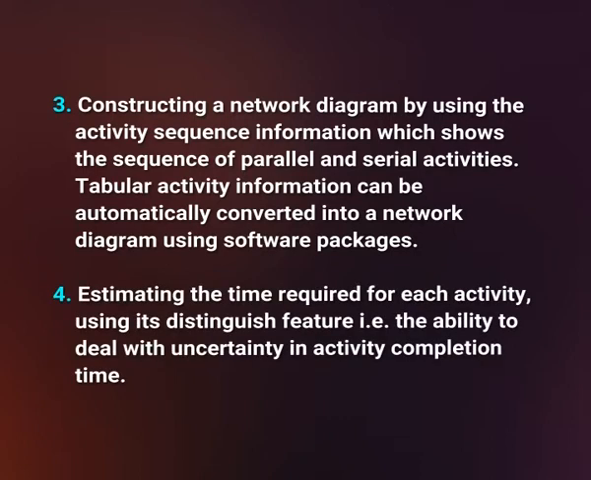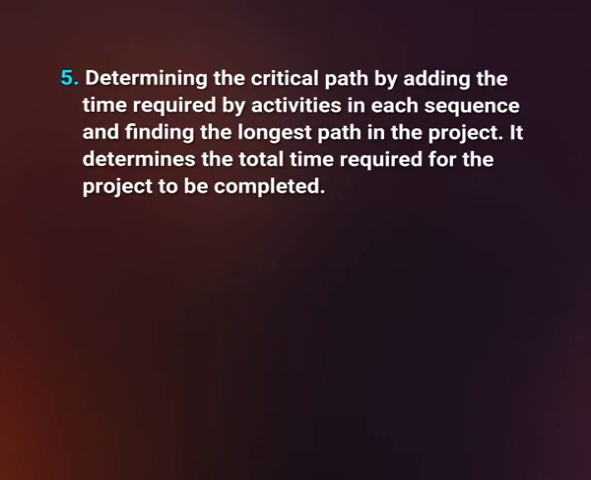Next step is estimating the time required for each activity using its distinguished feature, that is the ability to deal with uncertainty in activity completion time. The next step is determining the critical path by adding the time required by activities in each sequence and finding the longest path in the project. It determines the total time required for the project to be completed.